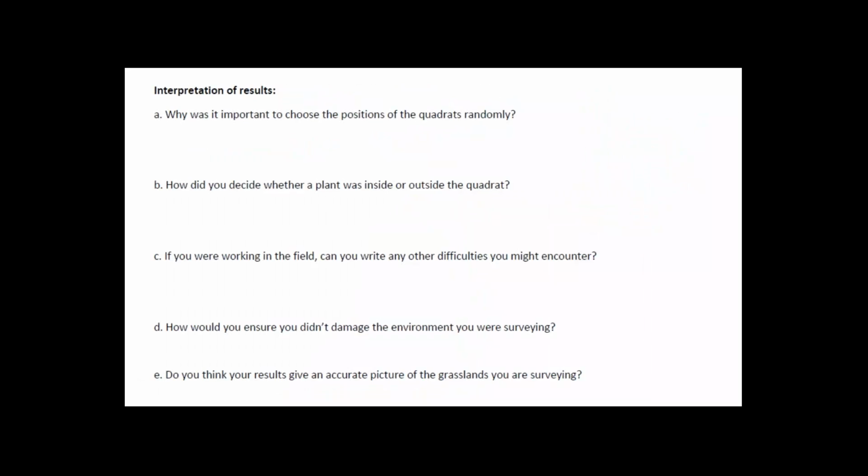So it's important to choose positions of the quadrats randomly, of course, to eliminate bias. How do you decide if a plant was inside or outside the quadrat? If more than half of it is inside, you count it. Otherwise, you ignore it. If you're working in the field, how can you write other difficulties you encounter?